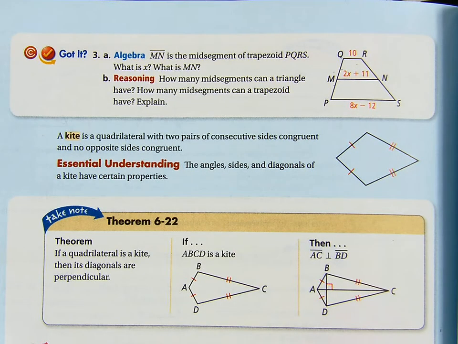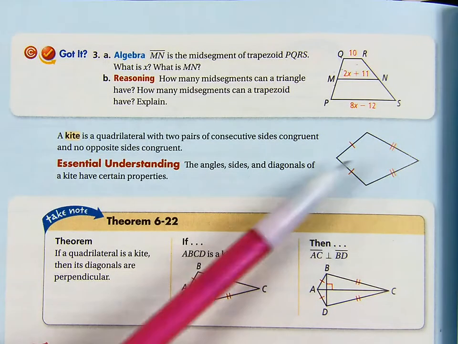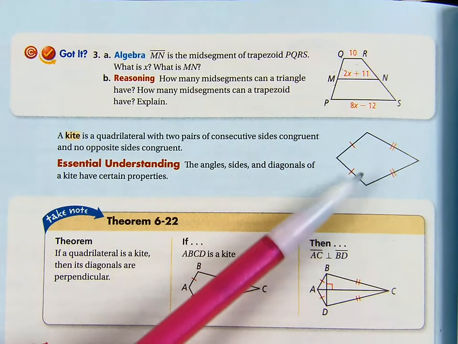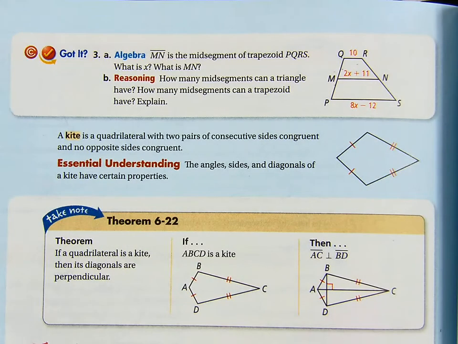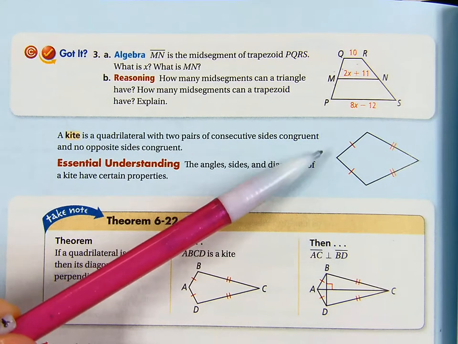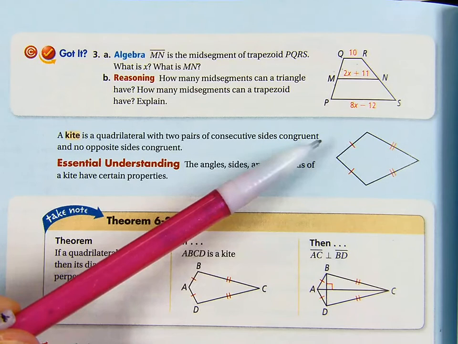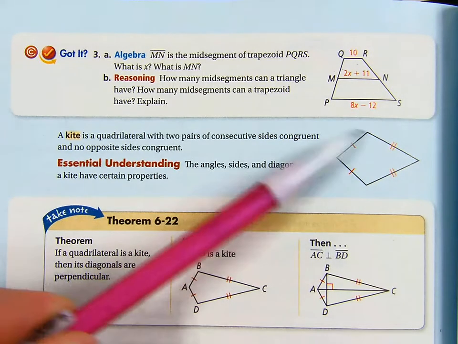All right, and then next we have the last trapezoid, which is a kite. And a kite is a quadrilateral with two pair of consecutive congruent and no opposite congruent sides, okay? So it doesn't have opposite congruent sides, it has two pairs of consecutive congruent sides. If the opposite sides and the consecutive were congruent, then it would make it a rhombus, all four sides would be congruent. But it has two pair consecutive, one after the other, next to each other, congruent, and no opposite sides congruent. So that makes it a kite.